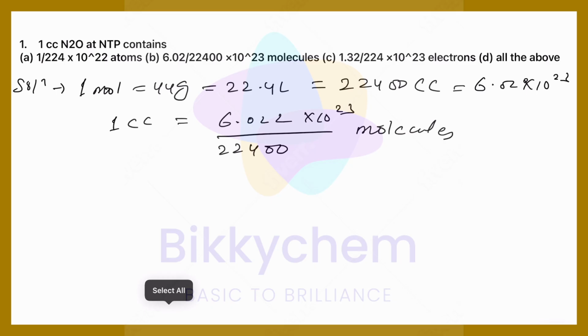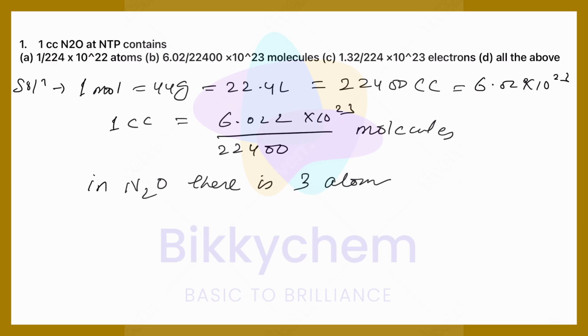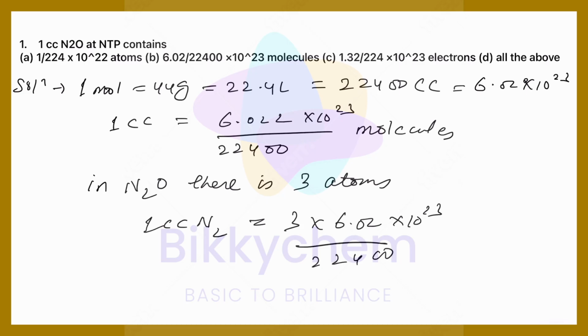And in N2O there are 3 atoms. So 1 cc N2O has 3 into 6.02 into 10 to the power 23 divided by 22400, which can be written as 1.8 into 10 to the power 23 by 22400 atoms, means option A is also right.